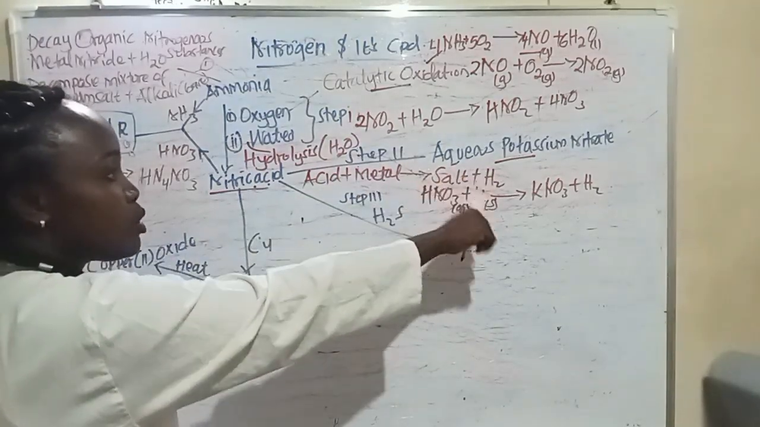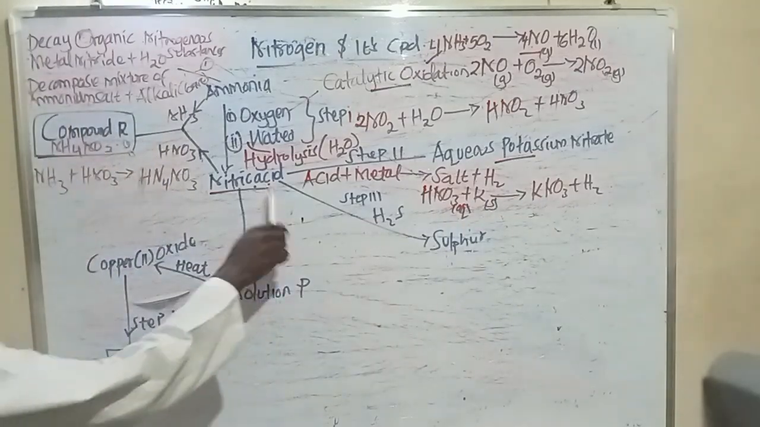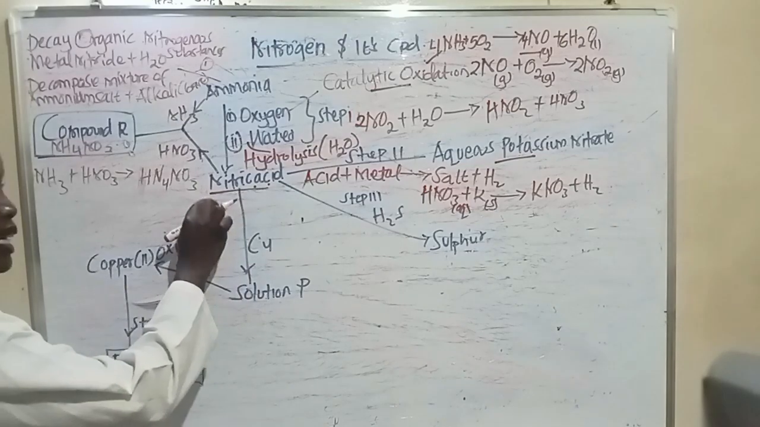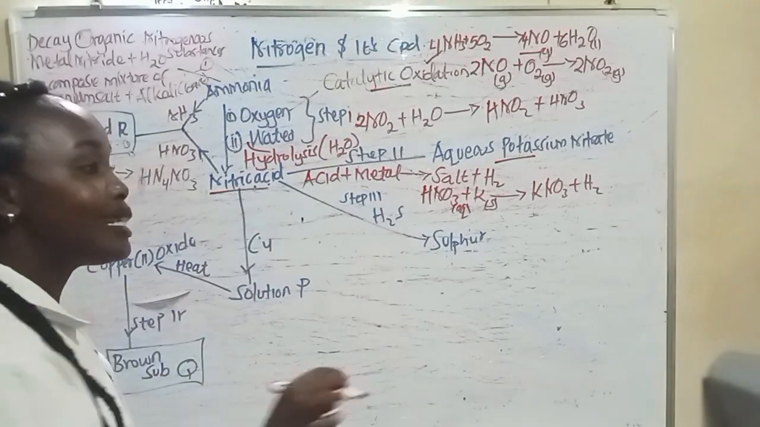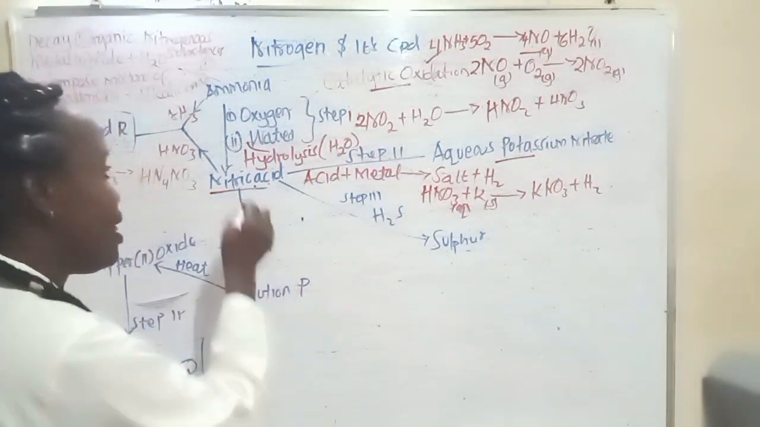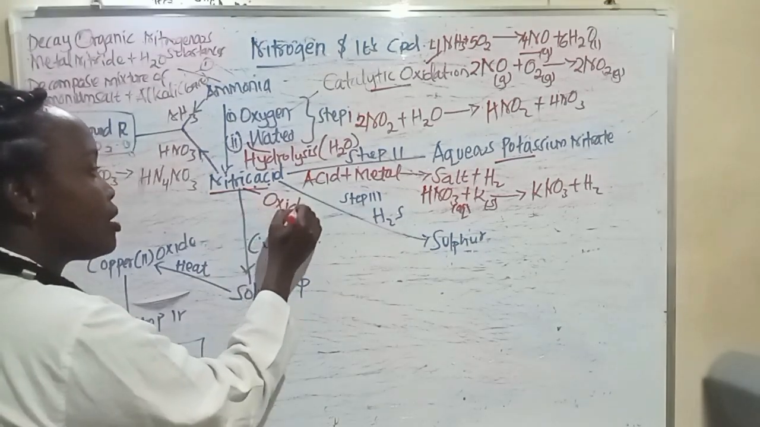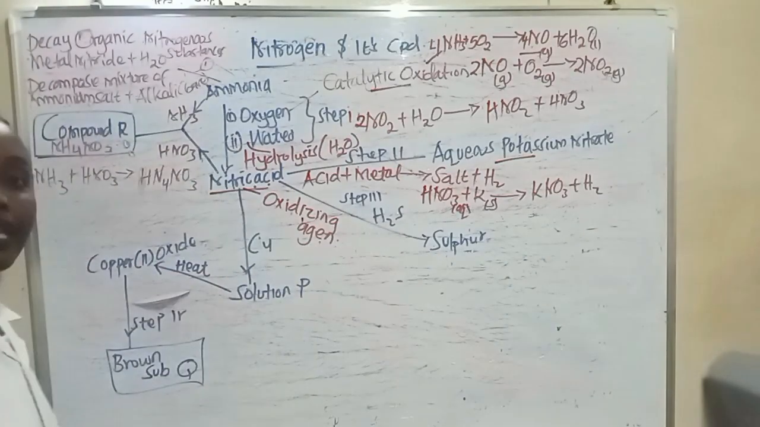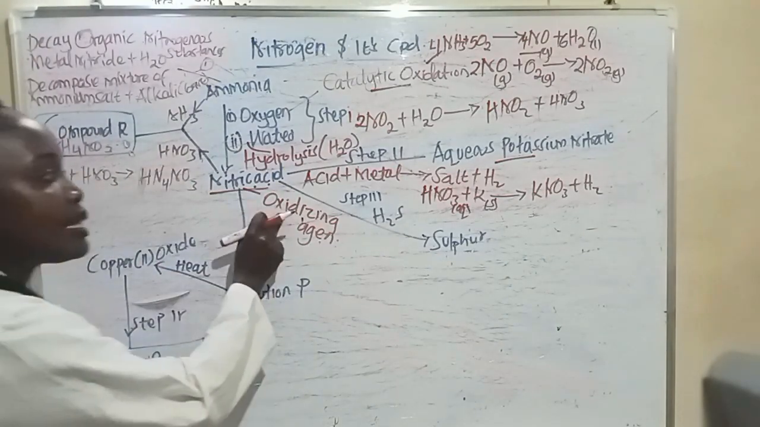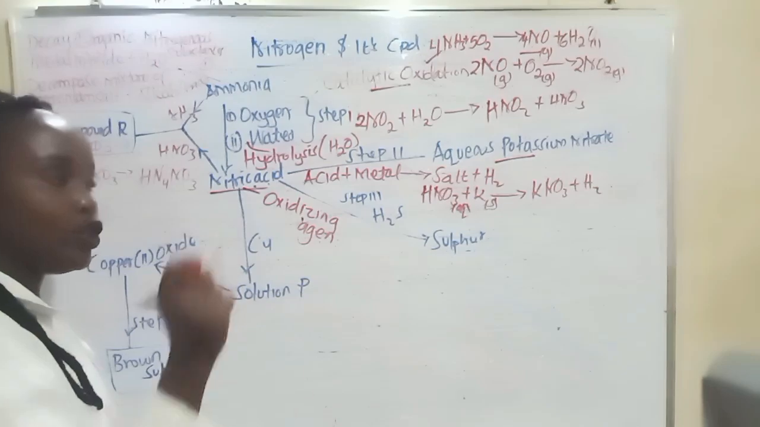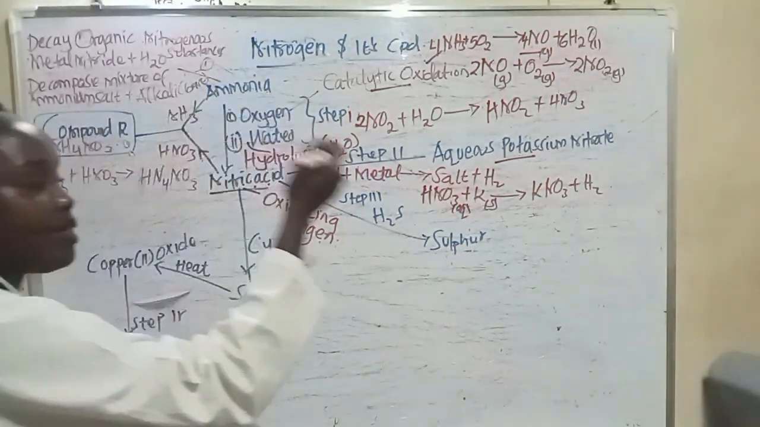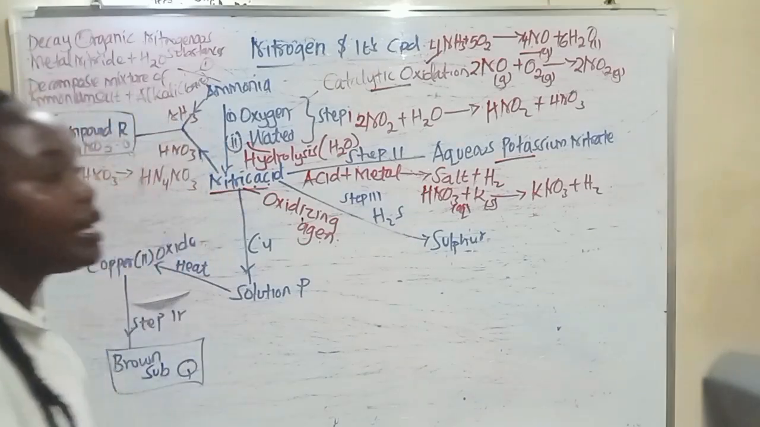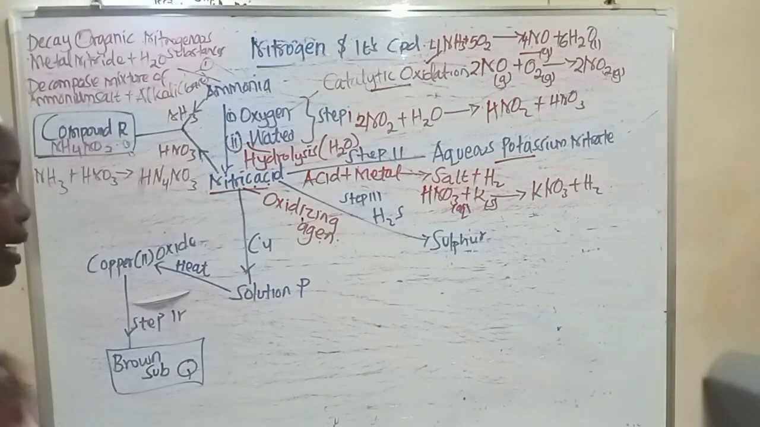One is reaction with metals, you can see. Now this one is reaction with hydrogen sulfide. What is happening here? Here they are saying, we said nitric acid is an oxidizing agent. Oxidizing agents get reduced while they oxidize the other substance. So nitric acid is going to be reduced and it is going to oxidize the sulfur.